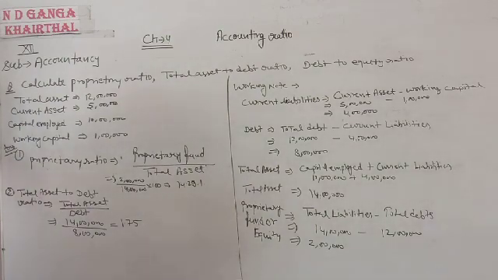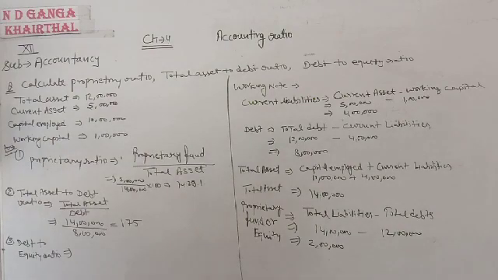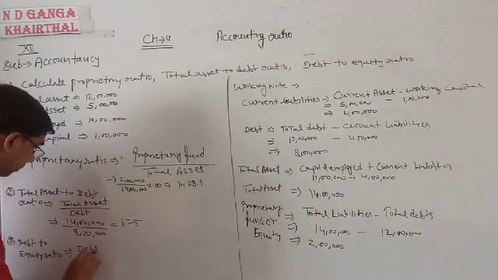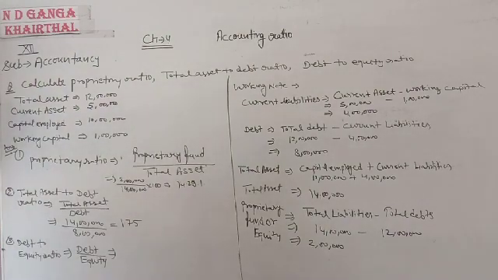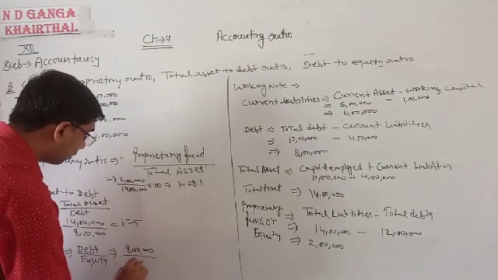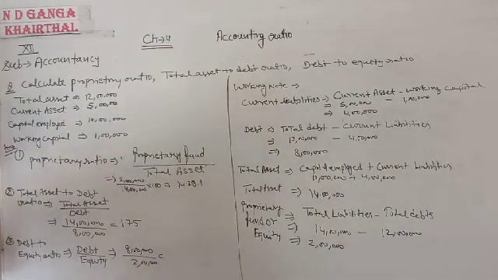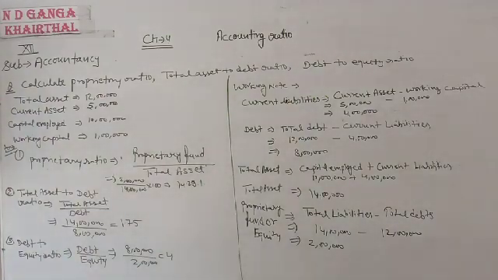Third is the debt to equity ratio. Debt to equity ratio equals debt upon equity. Okay, debt is 8 lakh and equity is 2 lakh, so that equals 4. Clear? So we calculated proprietor ratio, total assets to debt ratio, and debt to equity ratio.